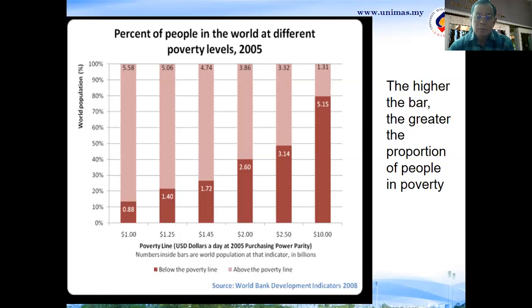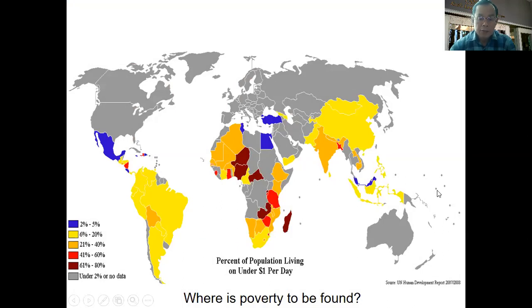So it correlates with the level of development. In other words, as a country develops, as the income increases and so on, you will also see an increase in the number of people in poverty as well.